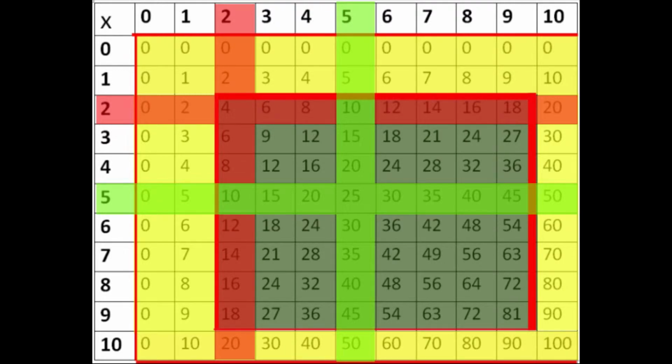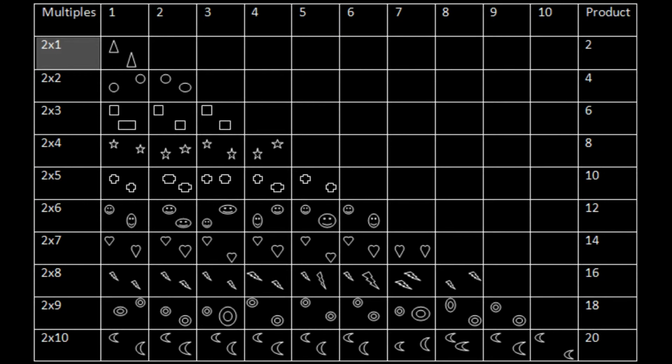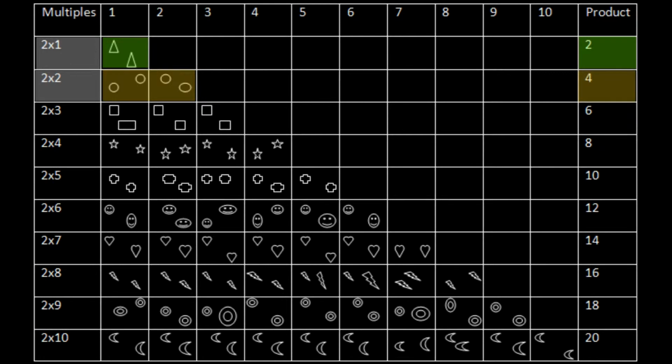Let's look at this chart to help us understand multiplying by 2 better. Our first multiplication problem has a factor of 2 and a factor of 1, or 2 times 1. As you see, that's our first multiple of 2. And 2 triangles shows that 2 times 1 gives us a product of 2. 2 times 2 is 4. The product of 4 comes from 2 groups of 2.